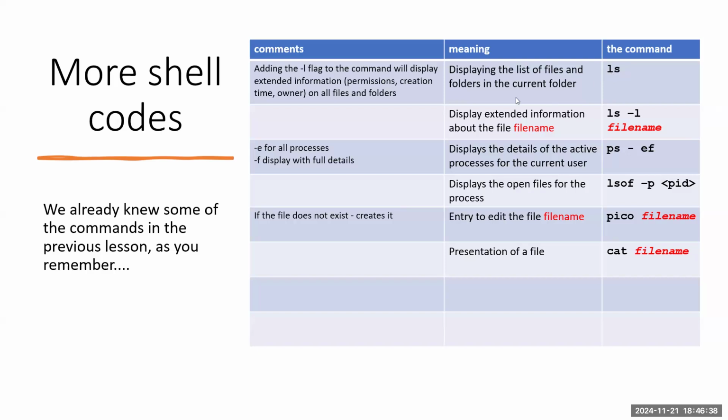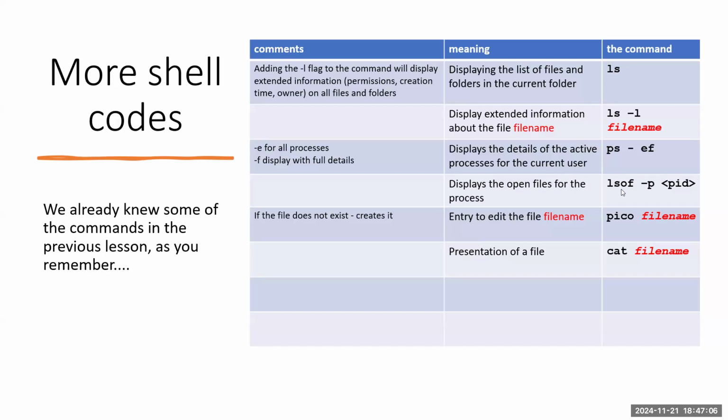So ls lists all the files that we have. The -l flag gives us an extended list, a long list. I can also just write ls. I can also write ls -l and then a file name all on one line. Even though it's here on 2 lines, it's really meant to be on 1 line. And then that means I'll list just that file. And then there's the command ps -ef, which displays the active processes for the current user.